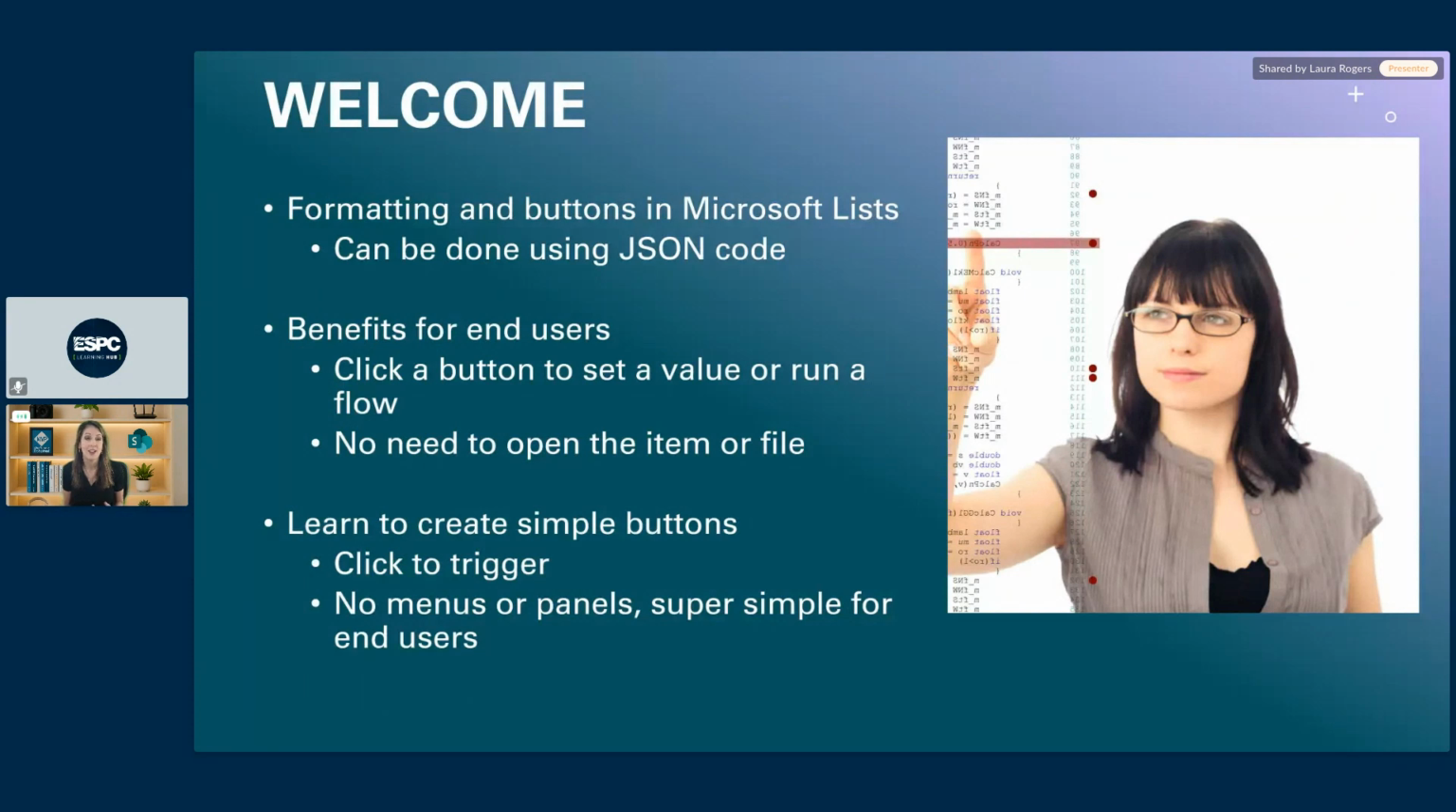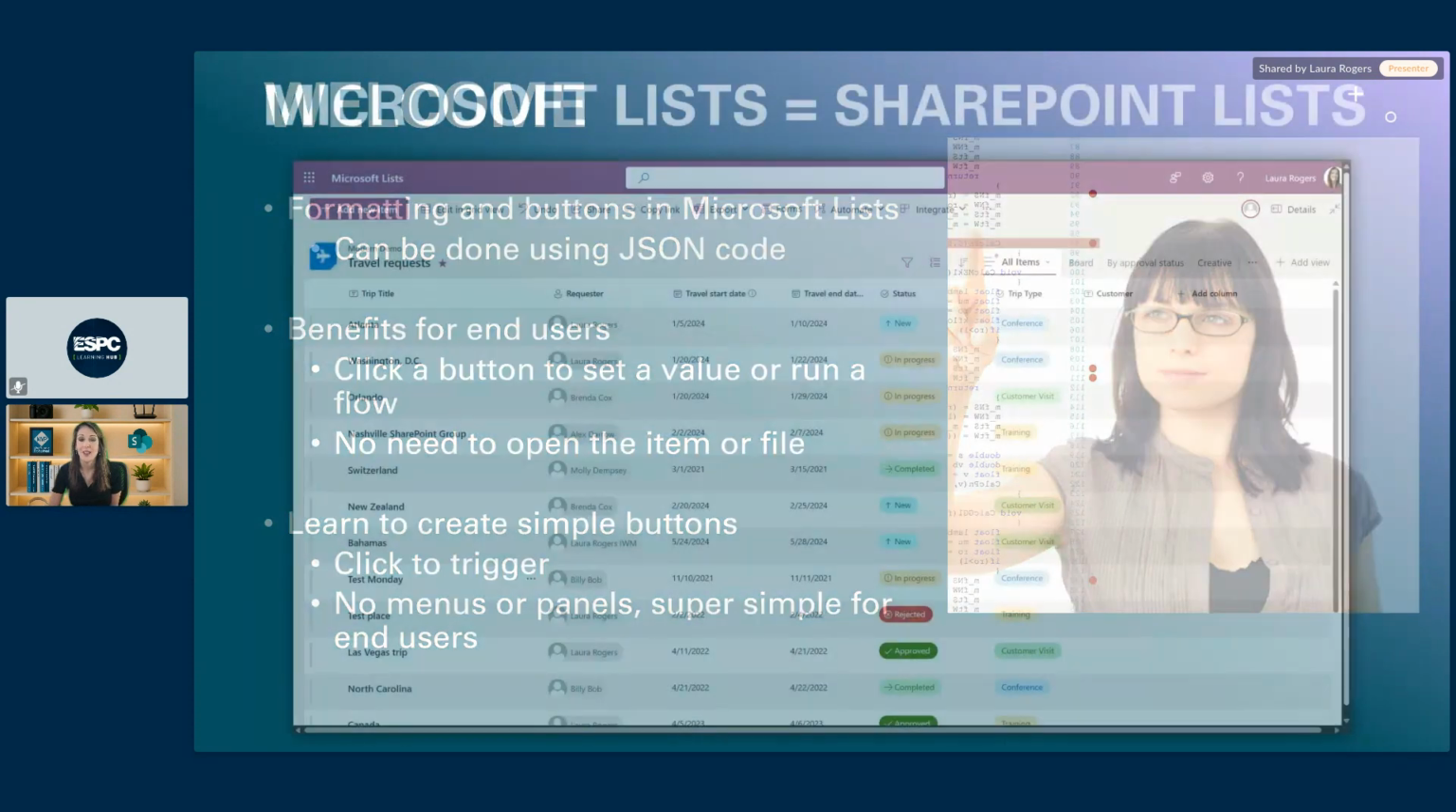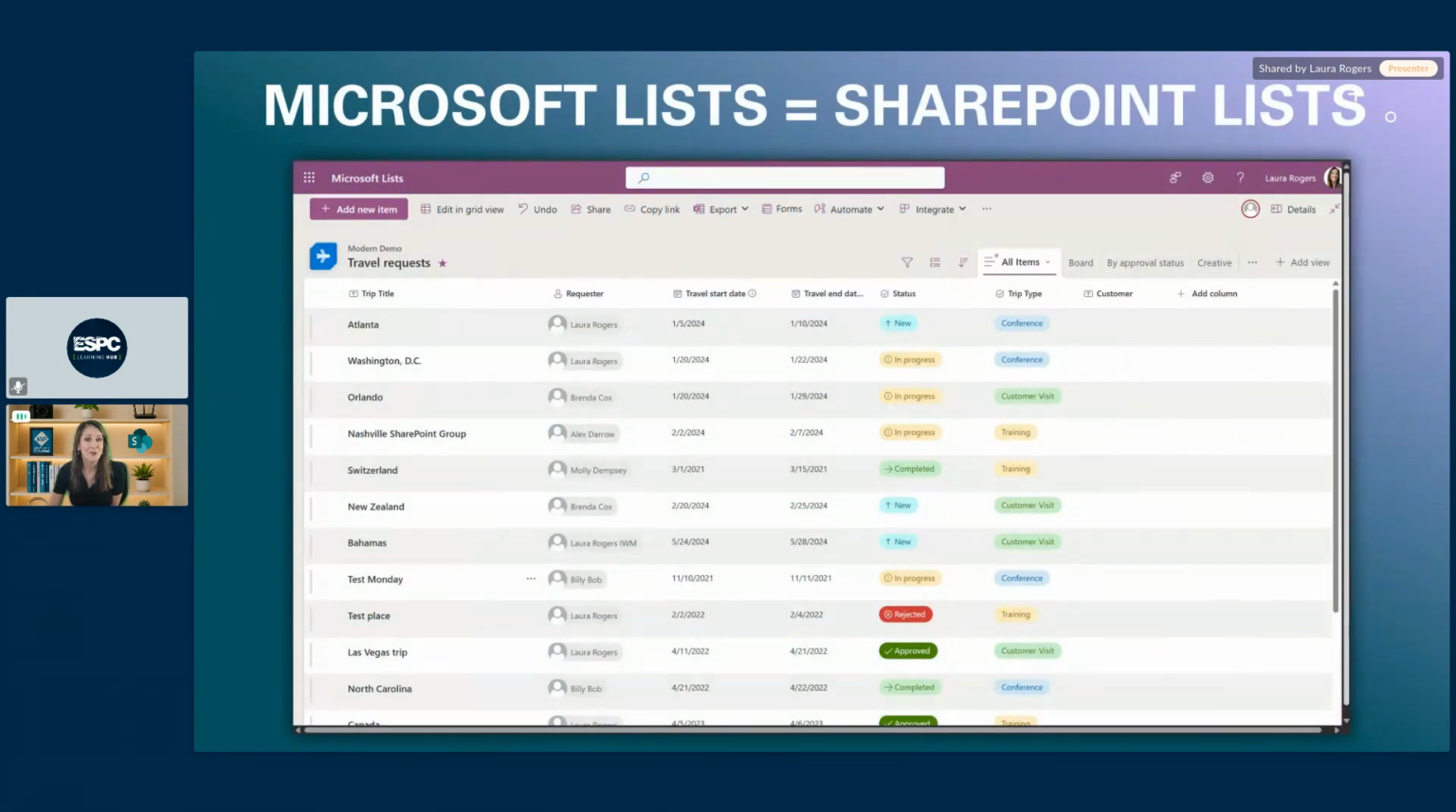And again, it's just less clicks for end users. So anytime I refer to SharePoint list, that is the same thing as Microsoft list. It's the exact same thing. It's just Microsoft refers to it as two different things. So this is just an example of what a list looks like. You can get to them in your SharePoint site. You can get to them just from the Lists app in Microsoft 365.